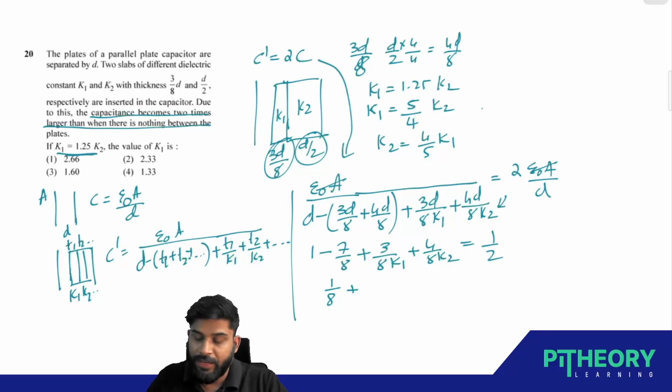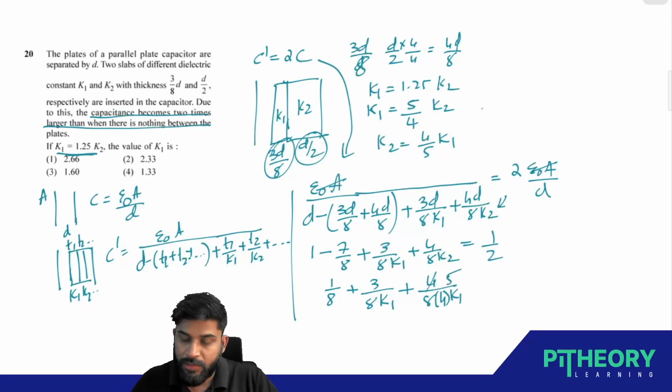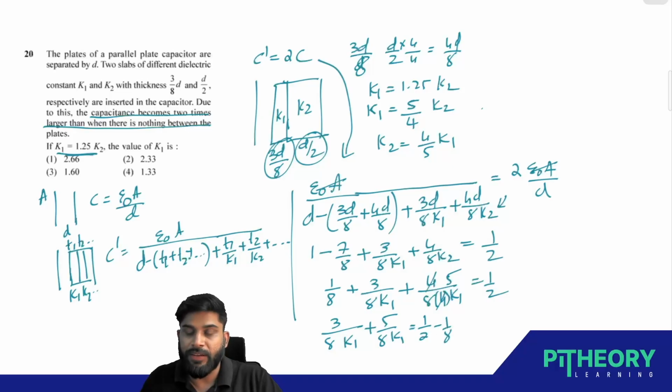In place of this K2, we need to substitute in terms of K1. So 3 by 8 K1 plus 4 divided by 8 times K2. K2 is 4 K1 divided by 5, so this 4 gets cancelled. This is equal to 1 by 2 obviously. If I take 1 by 8 to the right hand side, you get 3 by 8 K1 plus 5 by 8 K1 equal to 1 by 2 minus 1 by 8.